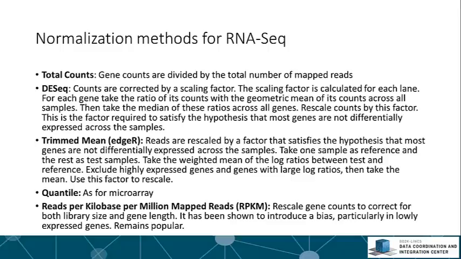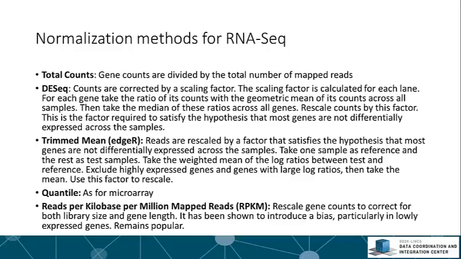Then, for each test sample, you calculate the ratio of the counts with the reference sample, and you then take the mean of those log ratios. Then you exclude very highly expressed genes, and you exclude genes that have very large log ratios, and with what's left you take the mean, and this gives you the scaling factor with which you transform the data.